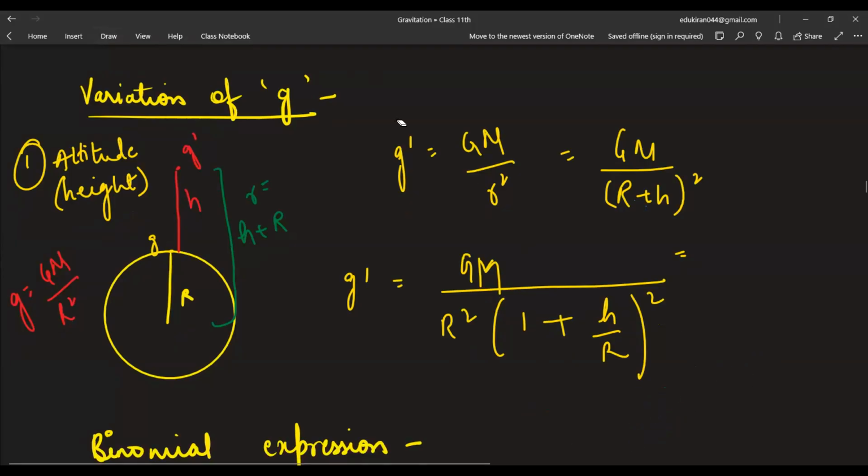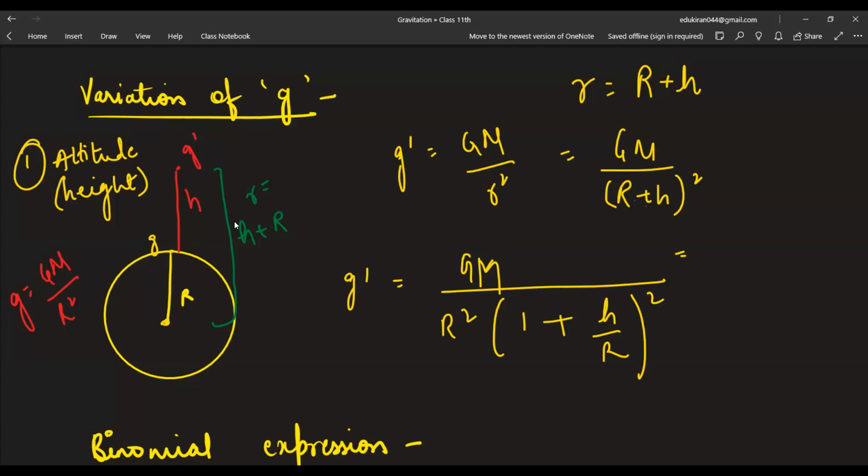In the starting, what we have discussed. In the starting, we have discussed that there's a height h, and the total separation from the center of Earth is h plus r. Acceleration due to gravity's formula is GM by r square. So this g dash will be equal to GM by r plus h whole square, GM by small r square. Small r means r plus h, okay? That is the height and the radius of Earth, because you always calculate everything from the center of the Earth. So from the center of the Earth, the radius plus the altitude, height. So total is h plus r.